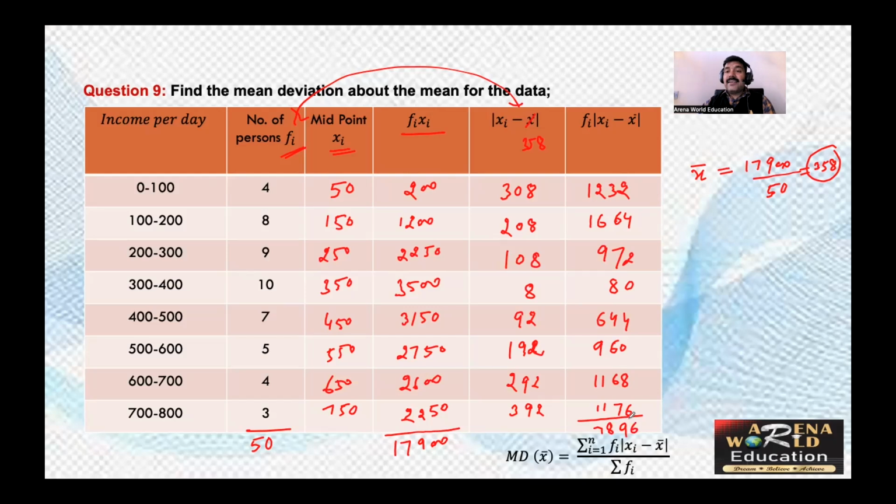Finally, we will add all these numbers and we will get 7896, right? And what is the final result? Mean deviation about the mean. So this will be equal to 7896 and we will divide it by 50.